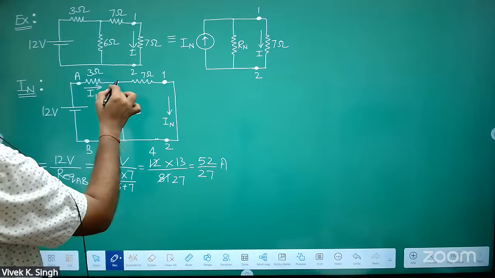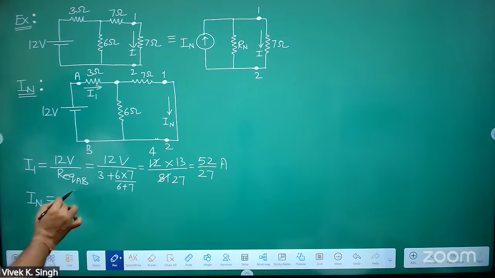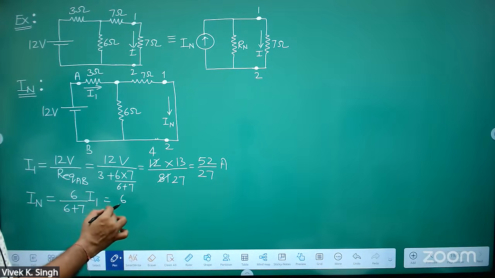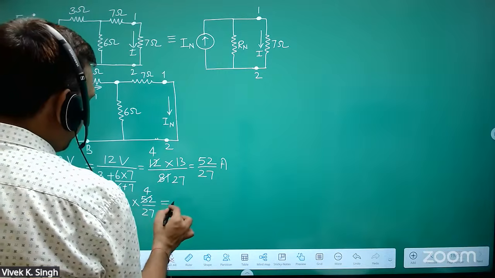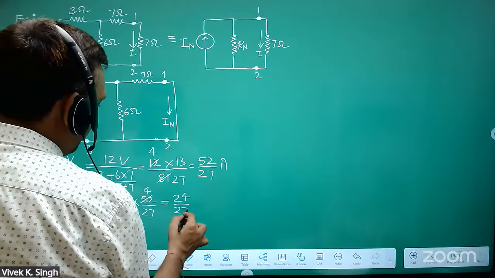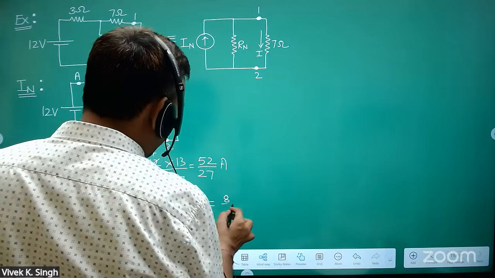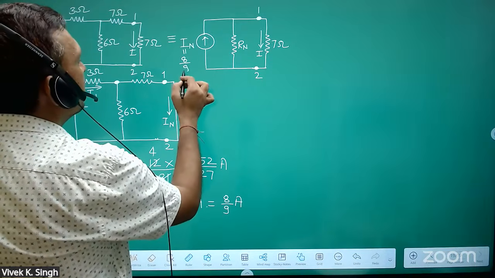So now apply current division at this node. So what will be IN? IN will be given by 6 by 6 plus 7 into I1, 52 by 27. 24 by 27 ampere. And this will be 8 by 9 ampere. So this is 8 by 9 ampere.